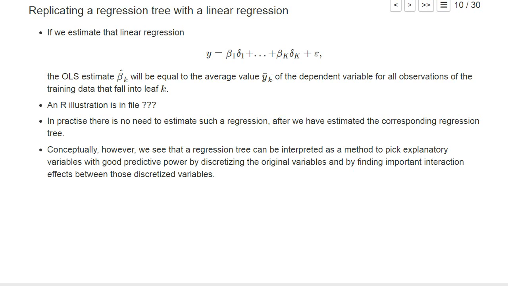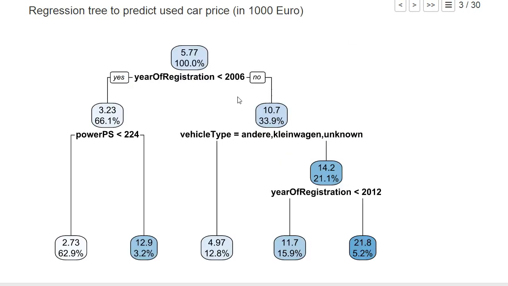There's little need to do so in practice, but it's interesting conceptually, because it means that in some sense we could interpret a regression tree as a method to pick explanatory variables with good predictive power by discretizing the original variables. Discretizing means we split here the year of registration, which is a numerical variable, in 2 parts. And here also we split it again, so in total there are 4 parts at some point. So we discretize the variables and also look at interaction effects.